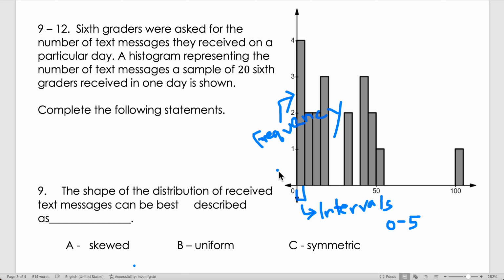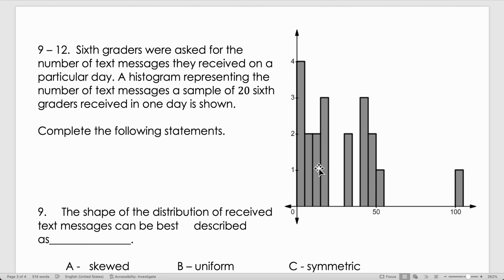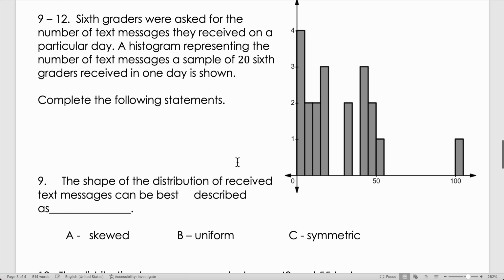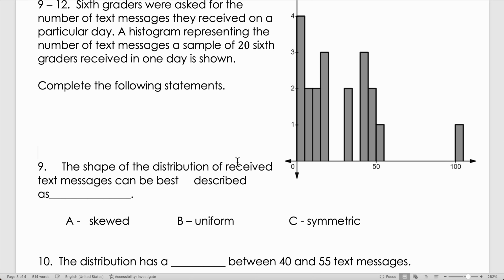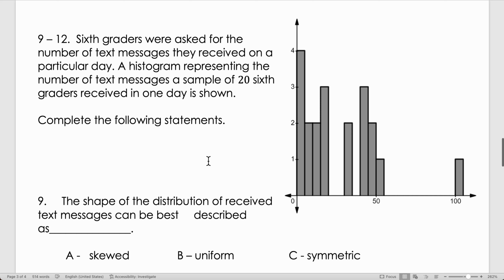Okay, moving on to the questions now. We have this good histogram. Because we can't really get range, mean, median, or mode, since we don't have exact data points, what we can do is make some good conclusions about the data. We can do data comparison. So first off, number 9 asks the shape of our distribution. The shape. Now we have skewed, uniform, and symmetric.